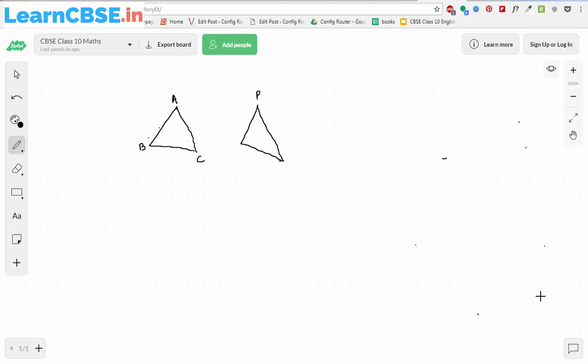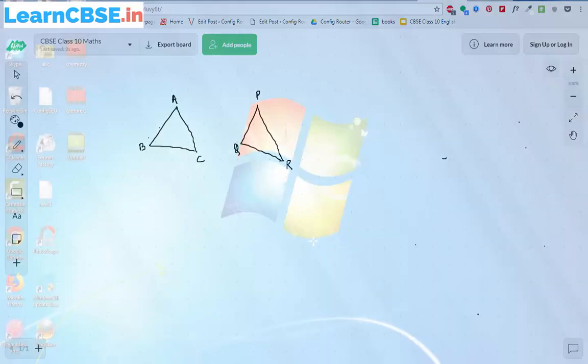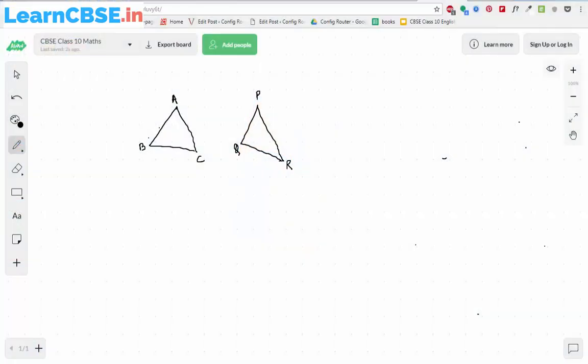Everything should be the same, in the sense of the length, sides, the angle measurements, and everything. So whenever I say that triangle ABC is congruent with triangle PQR, it means that AB equals PQ, BC equals QR, and AC equals PR. Then only we can say the triangles are congruent.